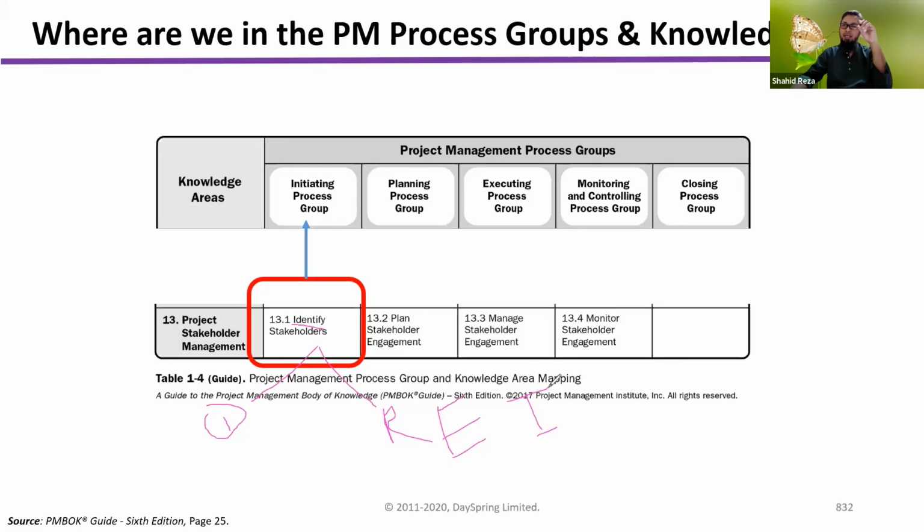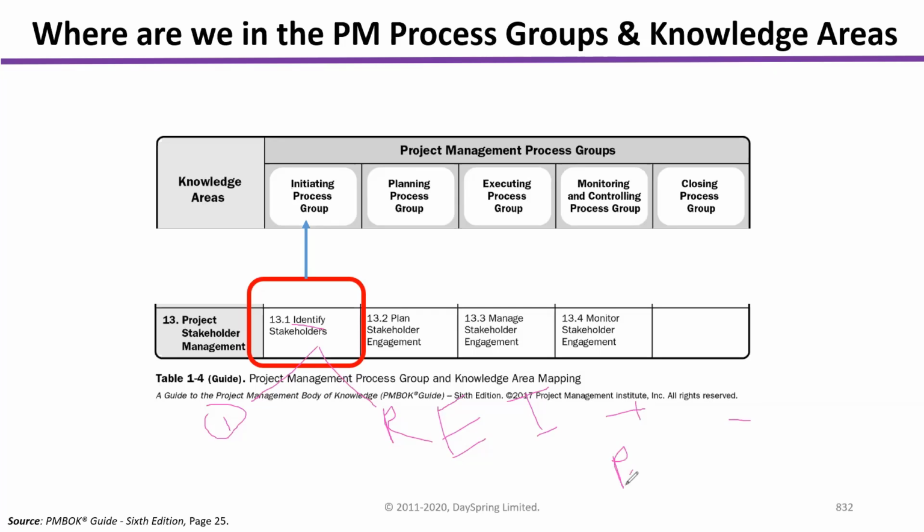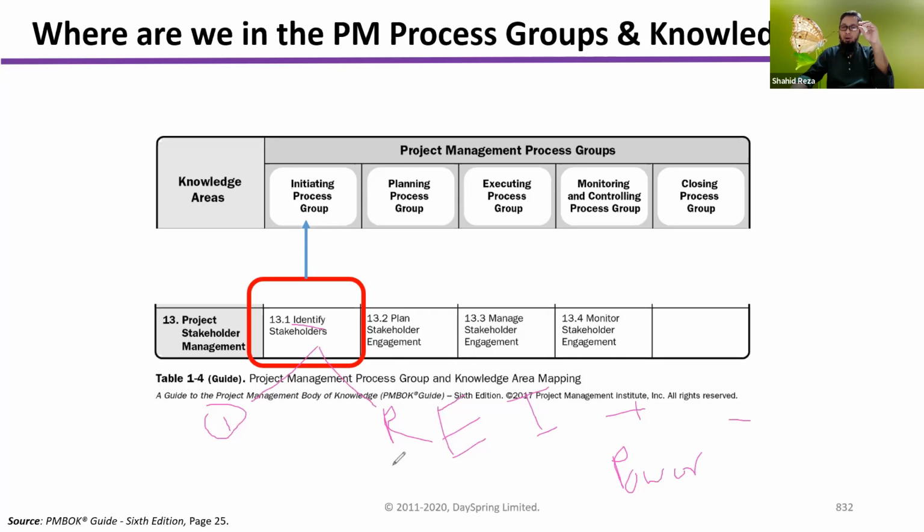What kind of influence are they having in the project? Are they positive stakeholders or negative project stakeholders? In the ladder of the organization where they are sitting, how much power are they actually having? So all these things you have to identify.